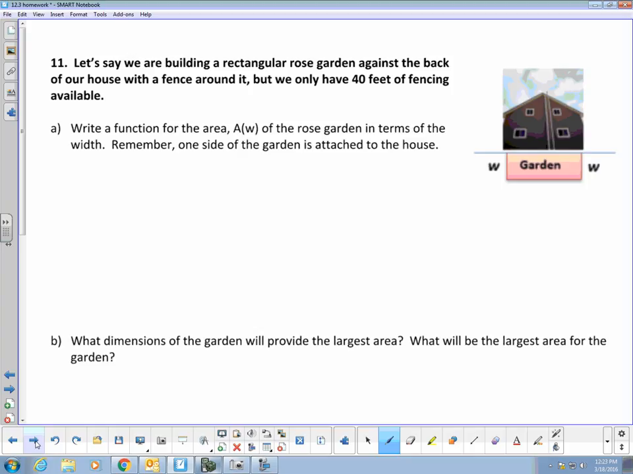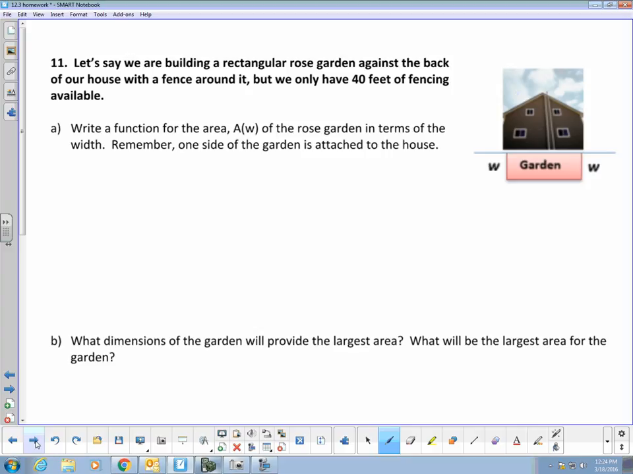All right, let's review number 11. This is from a previous section, but it's always nice to go back and talk about what we did in terms of an area function. So what I notice here is I'm using the side of the house to fence in my garden area. So I'm only going to fence 3 sides of the garden, not the 4th side. And I have a total of 40 feet to fence in all 3 sides.